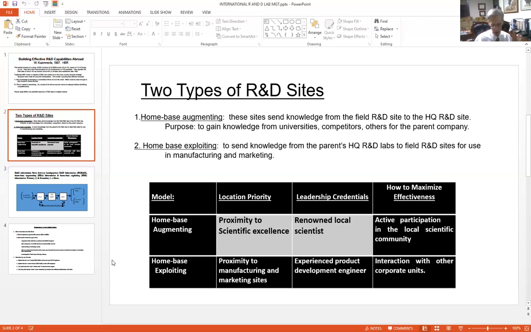And hopefully over time, that laboratory will begin to develop these items that this region is known to be most productive in. And eventually those products, or those processes, whatever it might be, can be transferred back to headquarters. And so it's a home base augmenting laboratory, which means it augments what's going on at home. The alternative is the home base exploiting laboratory.